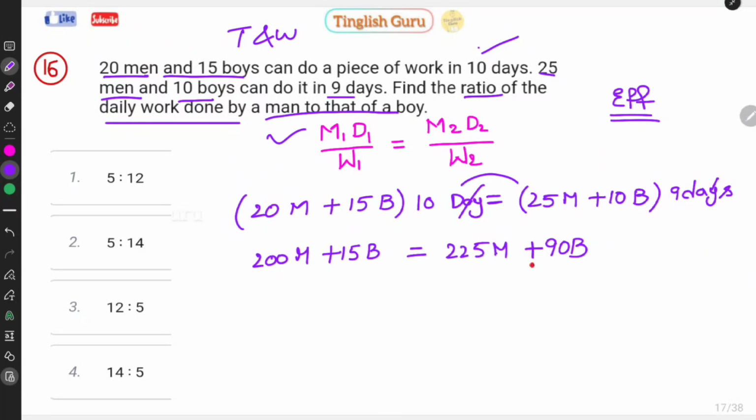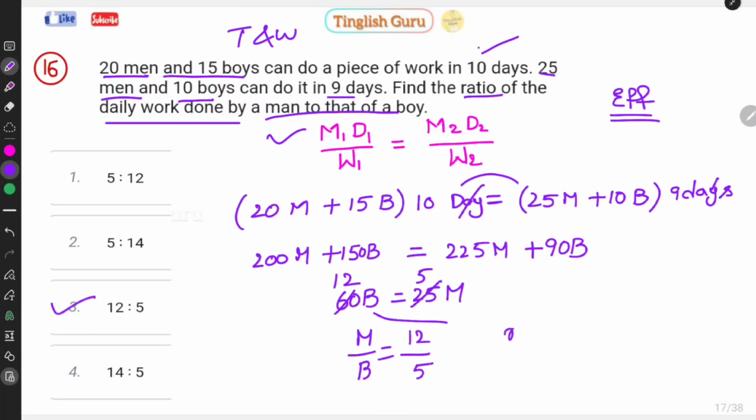So, send this B to this side. 150 minus 90 means 60 B is equal to 225 minus 200, that is 25 M. Cancel, 5 5s are 25, 5 1s are 5, 5 2s. So, ratio of man divided by boy is equal to, B comes this side, means 12 by 5. So, our option is 3. This is nothing but the ratio of efficiencies of man to that of boy.